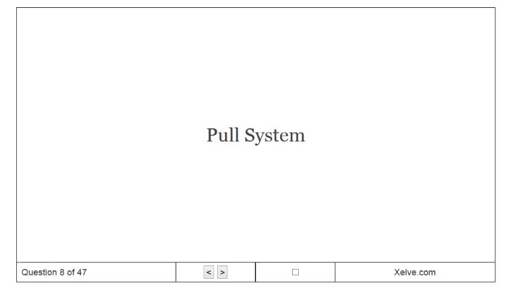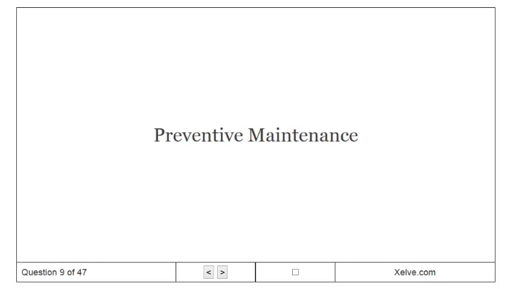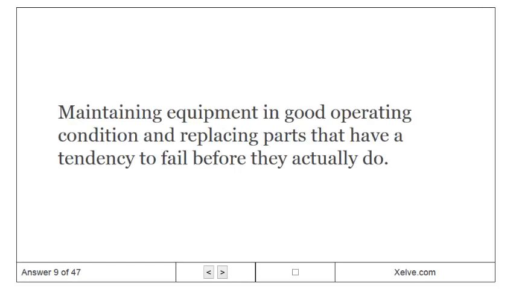Pull system. Pull output from preceding workstation. Output of the final operation is pulled by customer demand or by the master schedule. Preventive maintenance. Maintaining equipment in good operating condition and replacing parts that have a tendency to fail before they actually do.